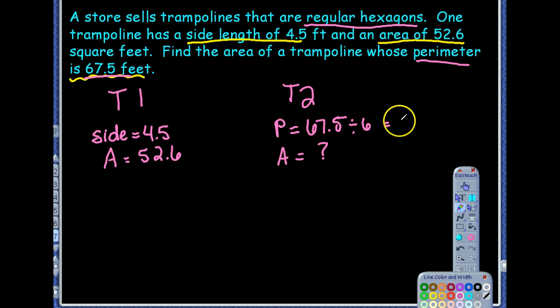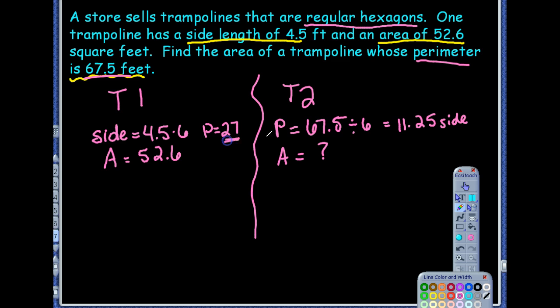So if I took this divided by the 6 congruent sides, that's going to give us what? 11.25. Now, could you also find the perimeter of trampoline 1 and just multiply that by 6? Yeah, absolutely. Times 6, 27. Now, actually, that's a great idea. Would you rather use the whole value with the 67.5 or use this 4.5 with our 11.25? It doesn't matter to me. It's going to get you the same outcome.